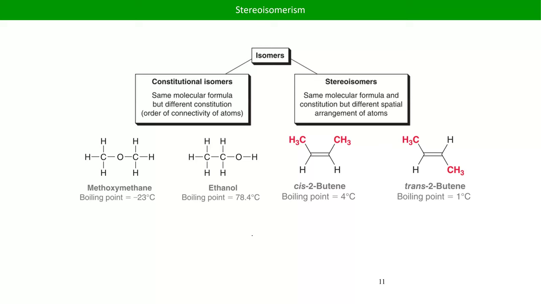We do actually see a difference in the properties. Cis-2-butene boils at 4 Celsius versus trans-2-butene boils at 1 Celsius. They're close, but they're definitely not the same molecule. And you can't convert back and forth between cis-2-butene and trans-2-butene.